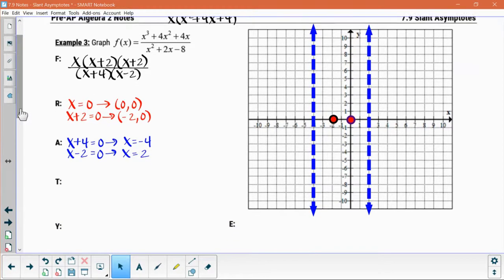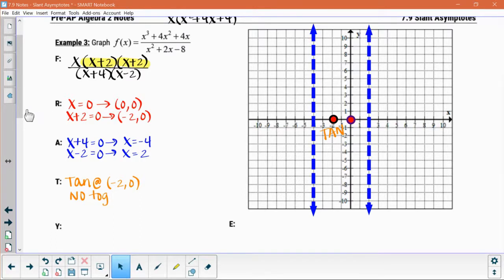For my tangency and togetherness, I notice that I have a set of twins. X plus 2 and x plus 2 are identical. Because it's in the numerator, I'm going to have tangency at that x-intercept. I always like to make a note on my graph so that I don't forget tangency is going to happen there. A bounce at this point is going to occur. And I don't have any togetherness because there are no twins in the denominator.